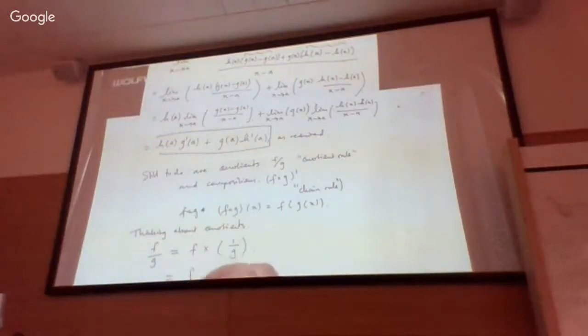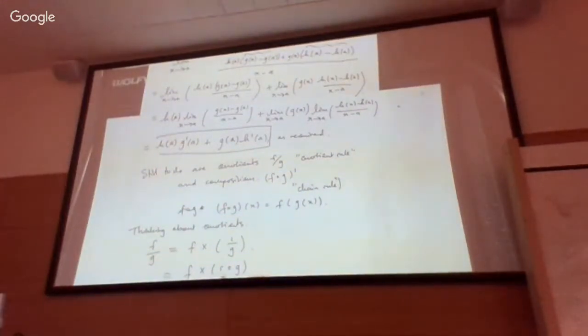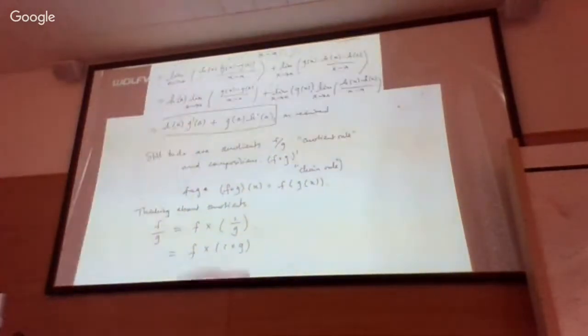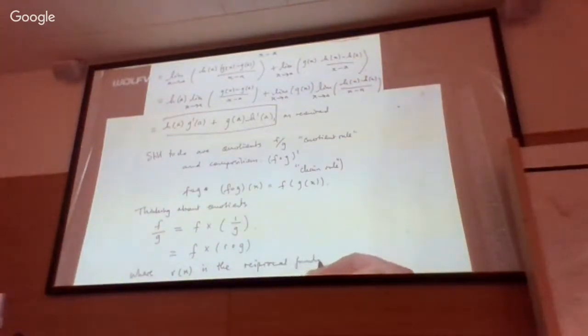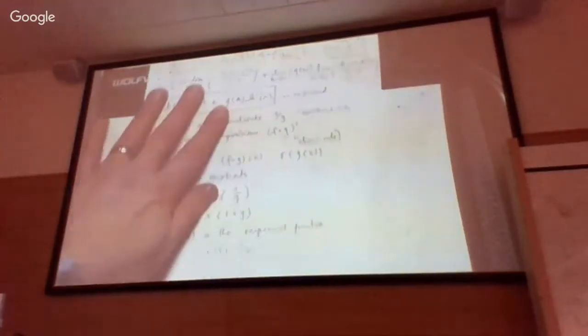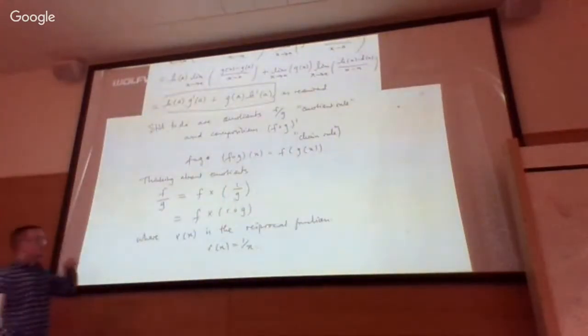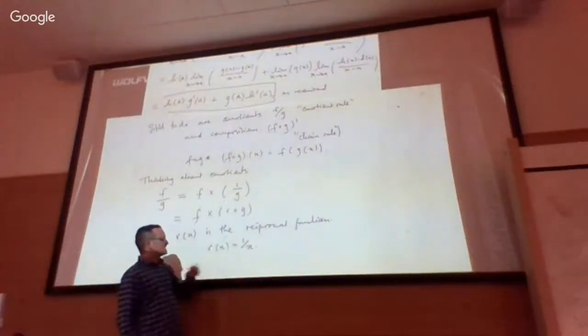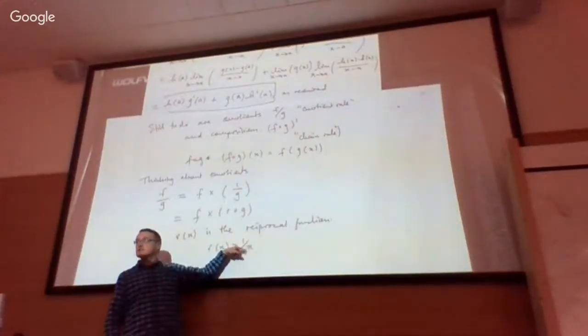And there's a nice way that we can express 1 over a function. It's a composition of r after g, where r of x is the reciprocal function. So r is not some general function represented by some letter like f or g. It's a specific named function, the reciprocal function. It's the function that takes an argument and returns the fraction 1 over that argument.